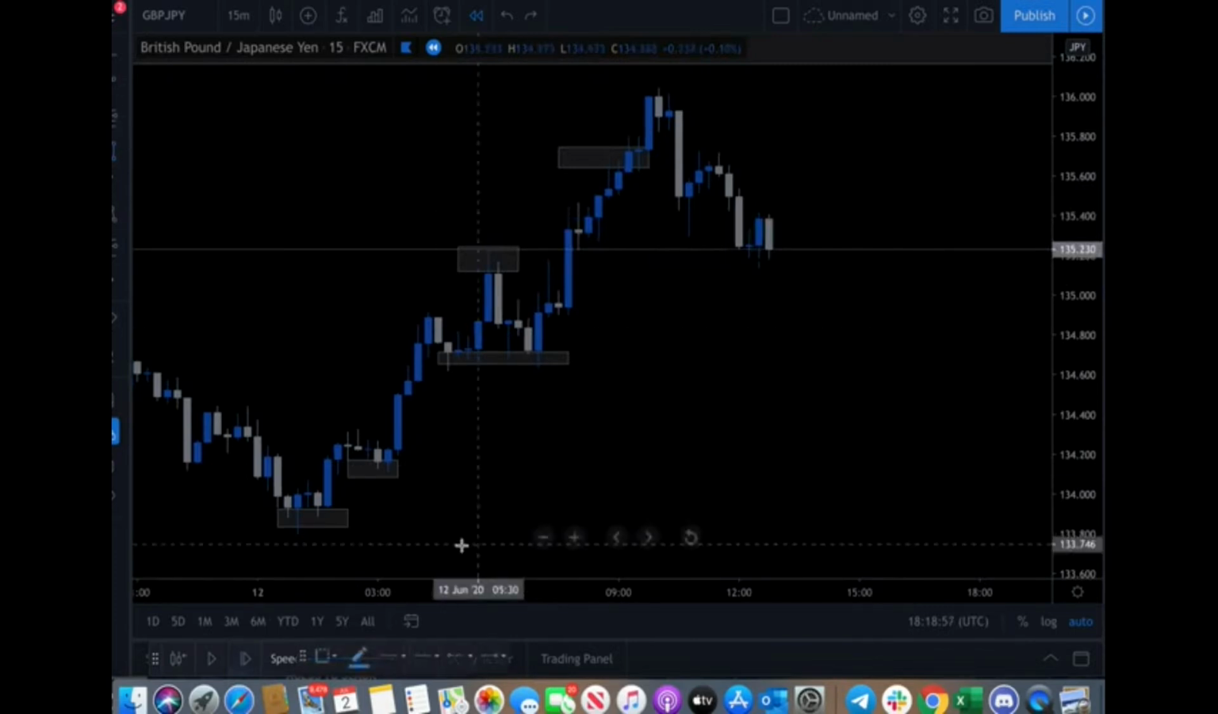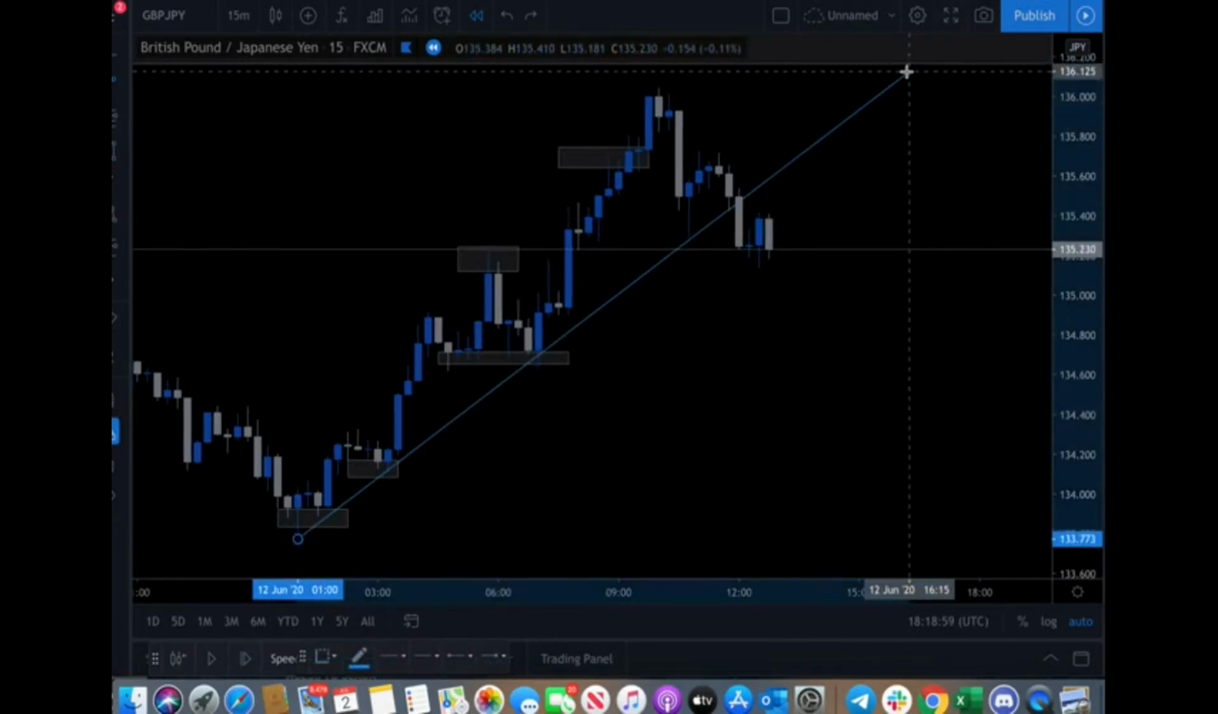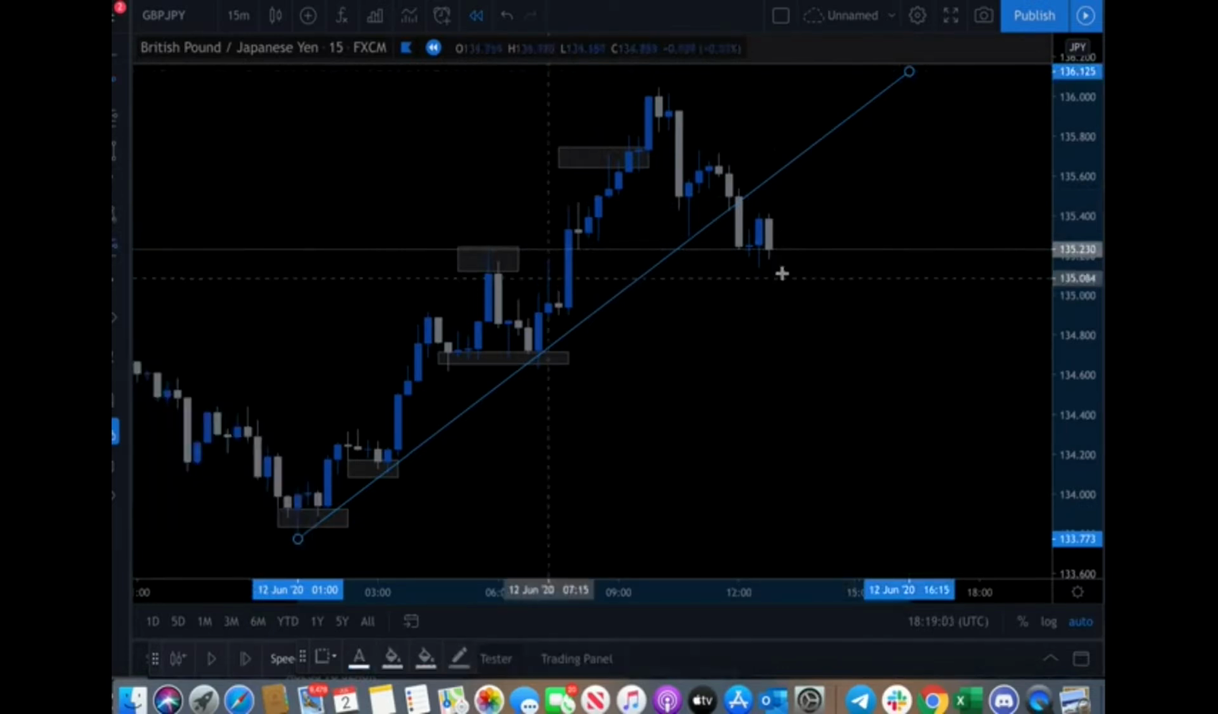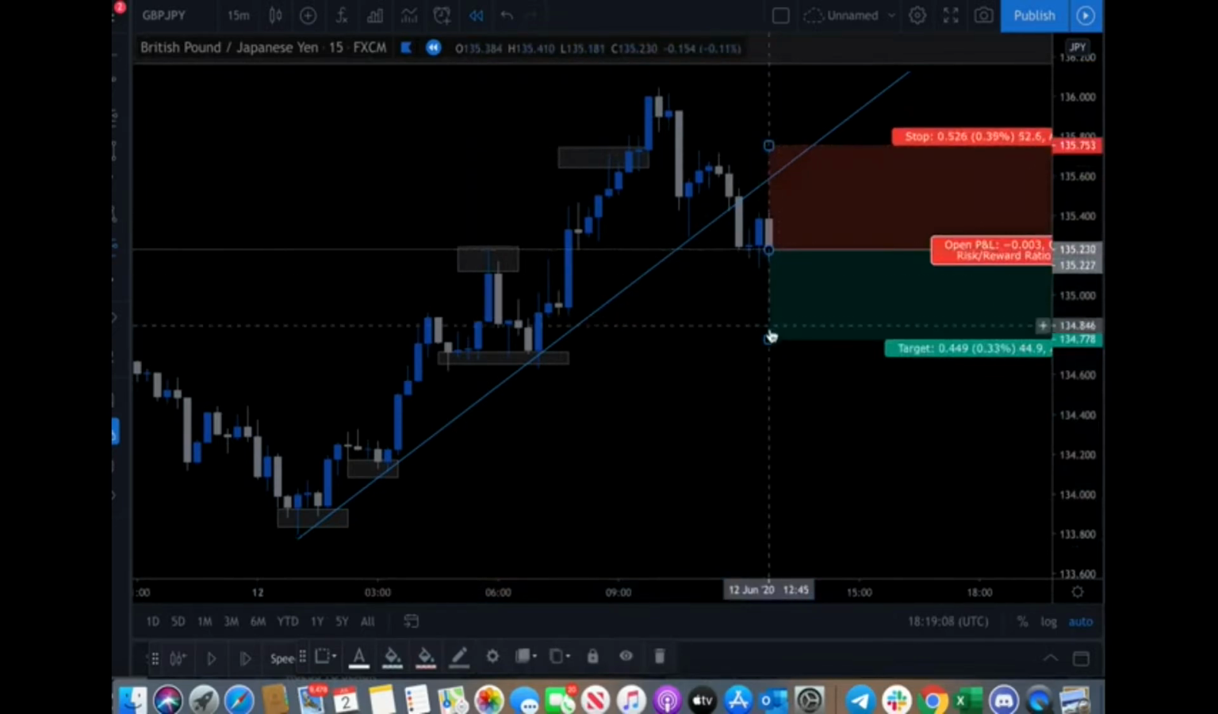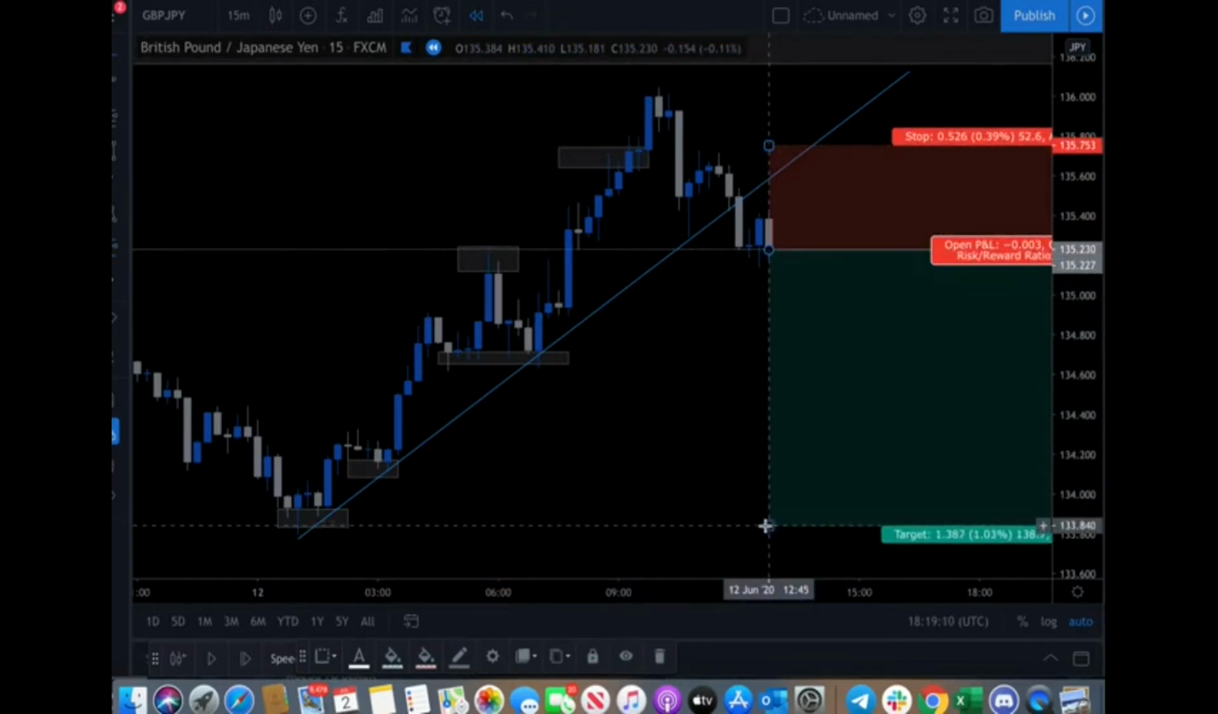Okay, so in terms of structure, we violated structure to the downside, bearish print. Our lower time frame structure now lines up with our higher time frame bias and higher time frame structure. 3-to-1 risk to reward, target the low.